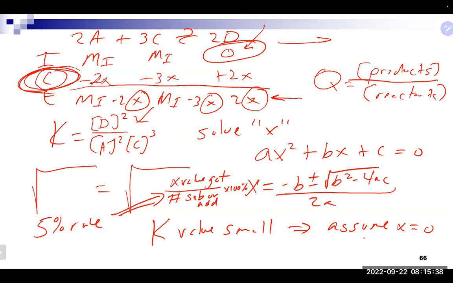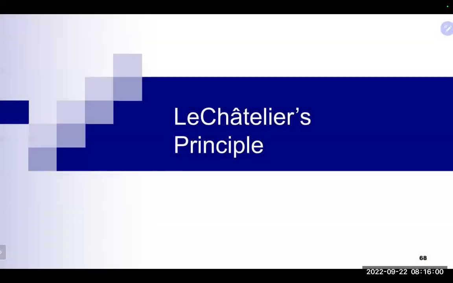Any questions on any of that ICE table stuff, calculations? Clearly, this is, as I might have mentioned, the calculation of the semester. So this is like the deal here. You'll be doing ICE tables every time you have to do a calculation, pretty much. Any questions on any part of those calculations?